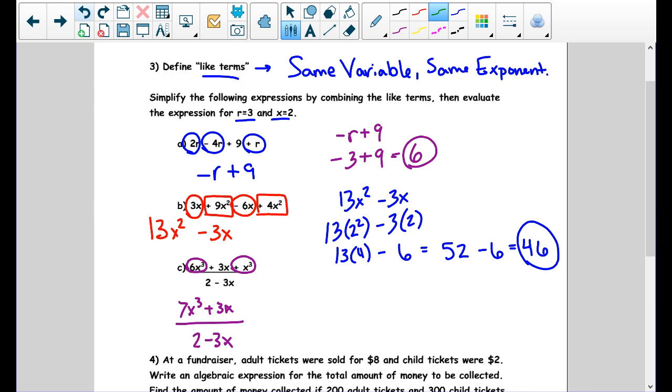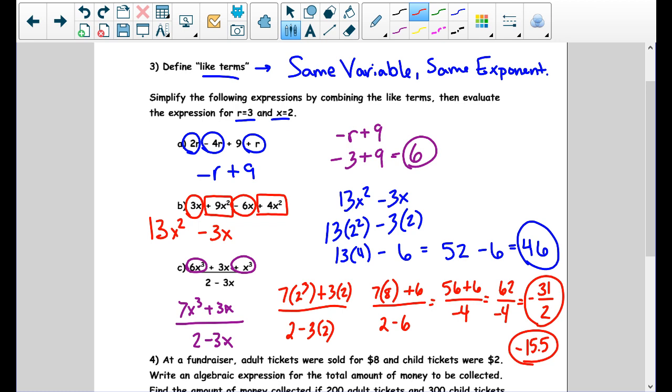Alright, so let's take our x now and plug it in and evaluate. So x is still 2. So we have 7 times 2 to the third plus 3 times 2, over 2 minus 3 times 2. Alright, I want you to solve this. Remember, get the top to one number, get the bottom to one number, then divide. Let's see what we get.